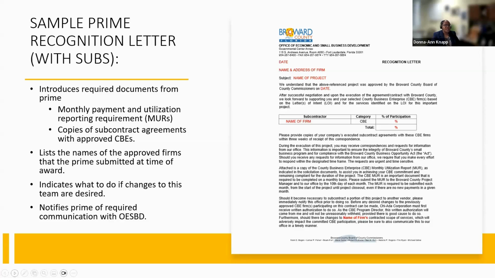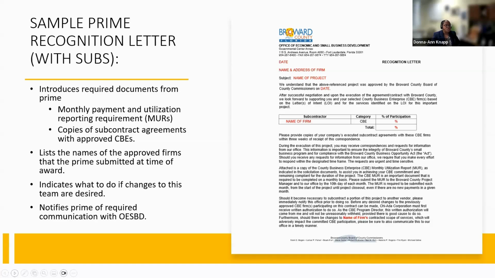The recognition letter also talks about reporting requirements that you'll need to submit to our office. These reports are called monthly utilization reports. We're going to talk about those in a little bit more detail in just a minute. The letter also gives you advance notification that we're going to need copies of subcontract agreements with all the CBE firms that are listed on the prime's recognition letter.